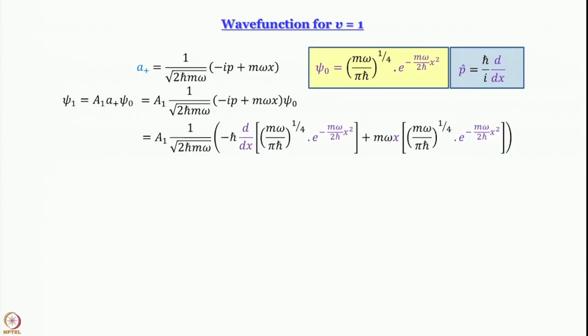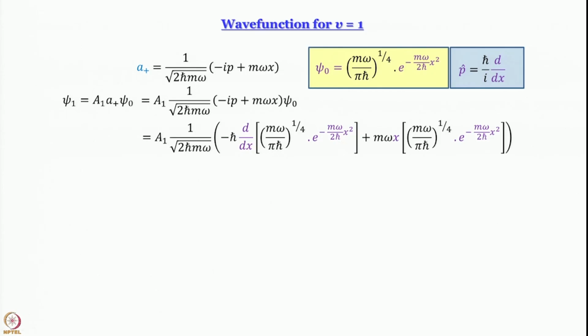When we do that, this is what we get. We have just written it out. I will give you a moment to absorb this, and I will read it out meanwhile, but please read it for yourself and you will get what I have got. The first term would be minus I p operating on psi 0. P is h cross by I ddx, so minus I p would be minus h cross ddx. Minus h cross, being a constant, comes out, and ddx operates on the wave function: the 1/4 power of m omega by pi h multiplied by e to the power minus m omega by 2 h cross x square.